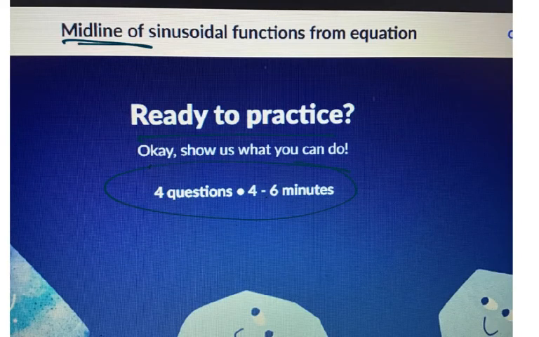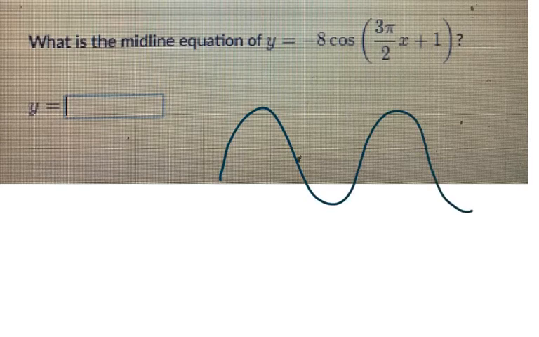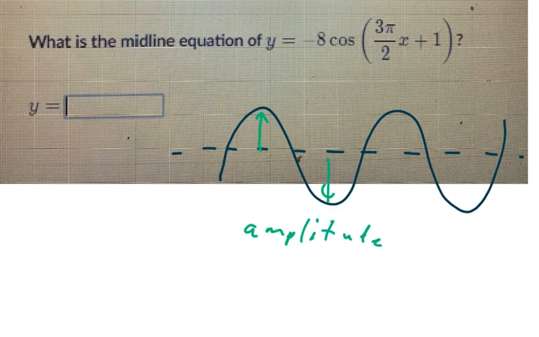Midlines. 4 questions. Guys, the midline is the middle of the wave, right? Let's say this is my sine cosine wave. The midline is the one that splits it in the middle, right? Remember? That means you go up the same amount as you go down. What I just showed you in green is called the amplitude, the height of the wave, right? But we're just finding the middle.